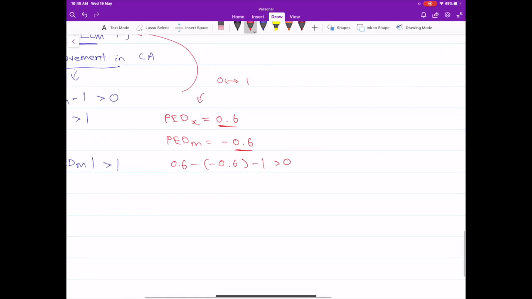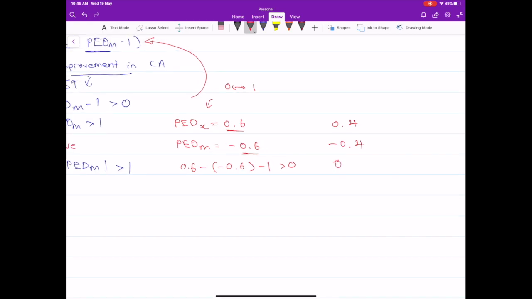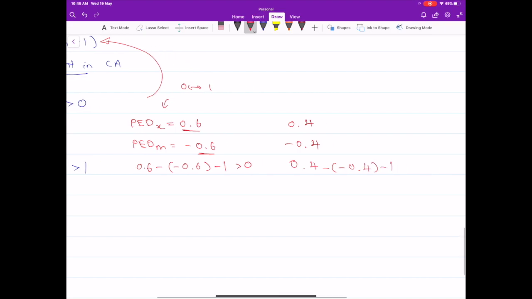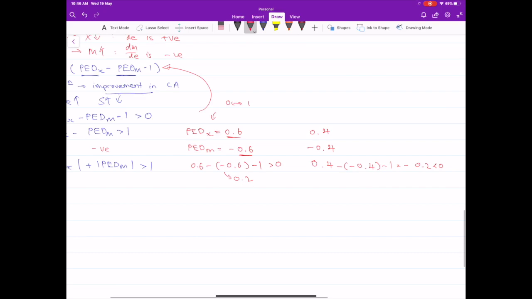Now, giving another example, let's say PDX is 0.4 and PDM is minus 0.4. Then 0.4 minus negative 0.4 minus 1, which is, by the way, if you haven't figured out, negative 0.2, which is less than 0. This is why, when it doesn't satisfy the Marshall-Lerner condition, there will be a negative dS/dE value, which is a deterioration in the current account.